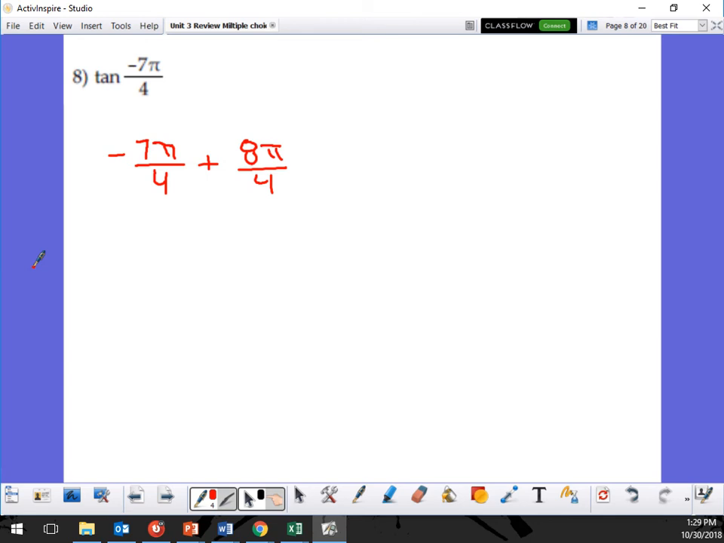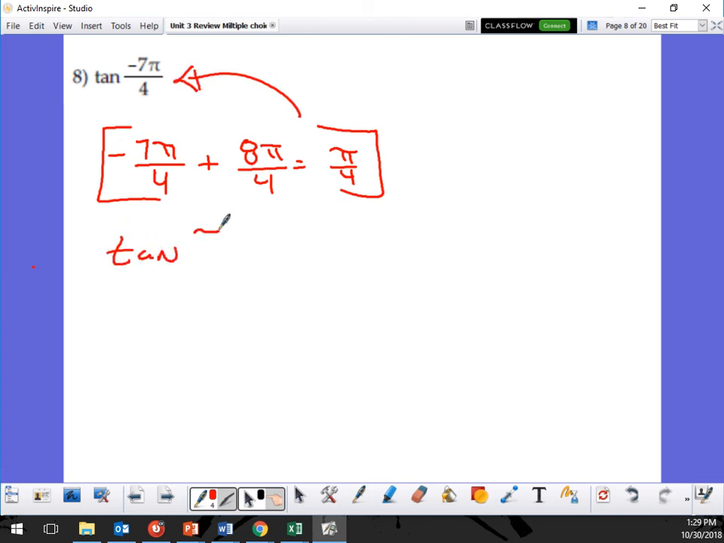So now, can I combine those? Yeah. And so what am I going to get? Pi over 4. Just pi, I mean. 1 pi over 4, right? Yes? Okay, so now, since I'm using the coterminal for this, all this right here is just to fix this. So it's now going to be tangent of pi over 4.